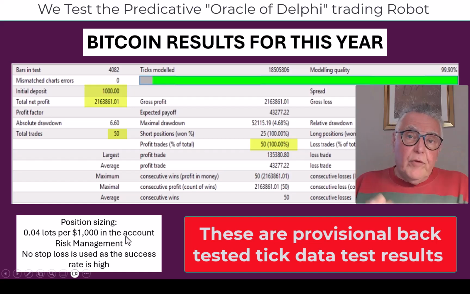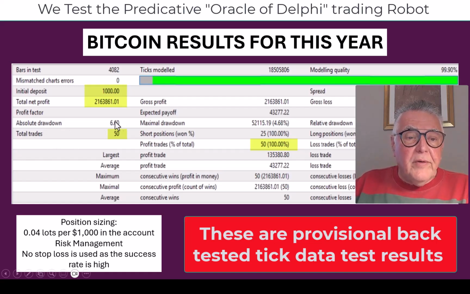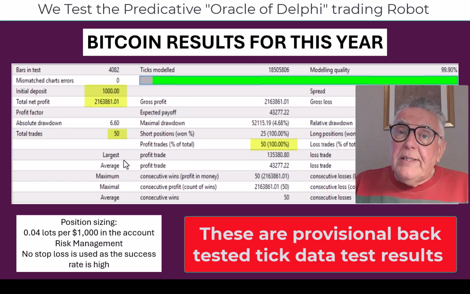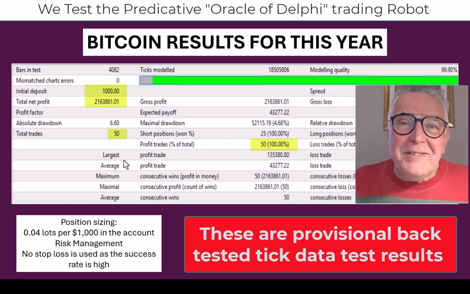We use position sizing that is 0.04 lots per thousand in the account. So if your account is small, your lot sizing will be small, and your potential drawdown will be very small. I mean, the absolute drawdown here was $6. And then the drawdown is something that we're still working on to see if we can improve that. The risk management is such that we don't use stop losses because of the high success. Well, if you're trading at 100% success rate, you don't need stop losses, do you?